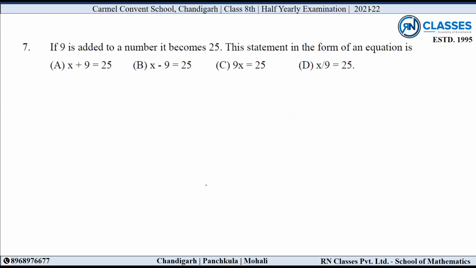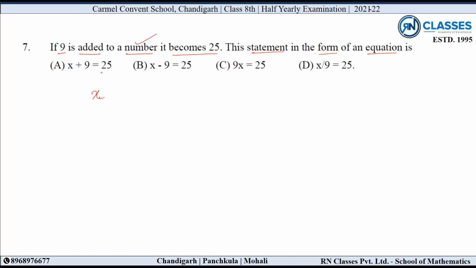Question number 7. If 9 is added to a number, it becomes 25. This statement in the form of an equation is: x plus 9 is equal to 25, x minus 9 is equal to 25, 9x is equal to 25, x by 9 is equal to 25. Do we know the number? No. We take it as x.